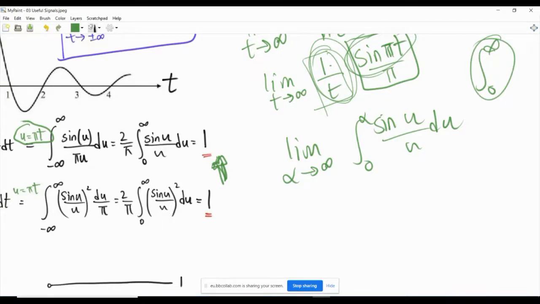I mean that you have an upper limit of integration that is finite. You evaluate this integration for all possible values of this upper limit, and then you take the limit as alpha goes to infinity. This limit may not exist. If it exists, then this integral is well defined.